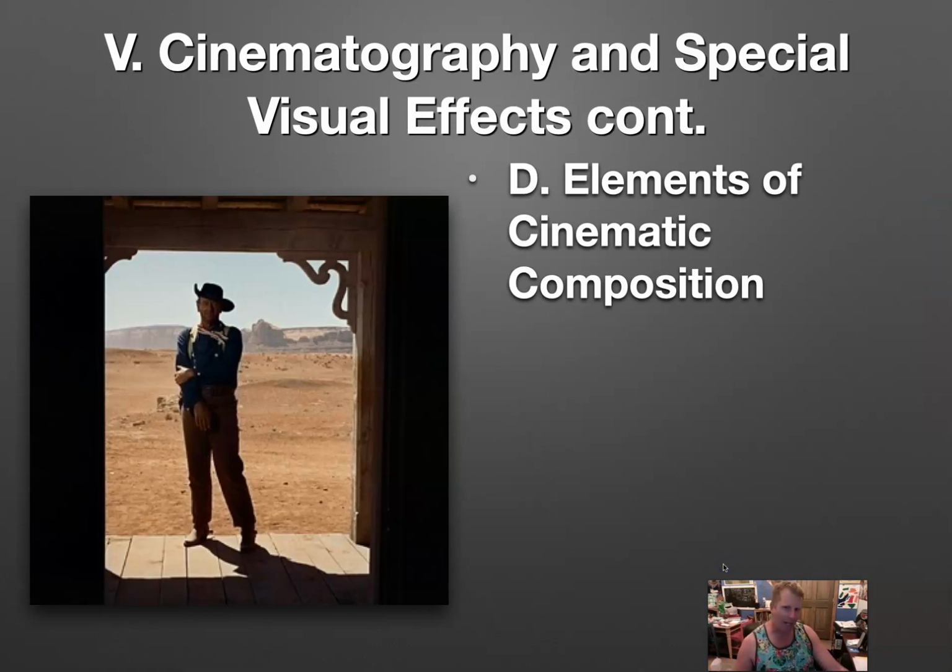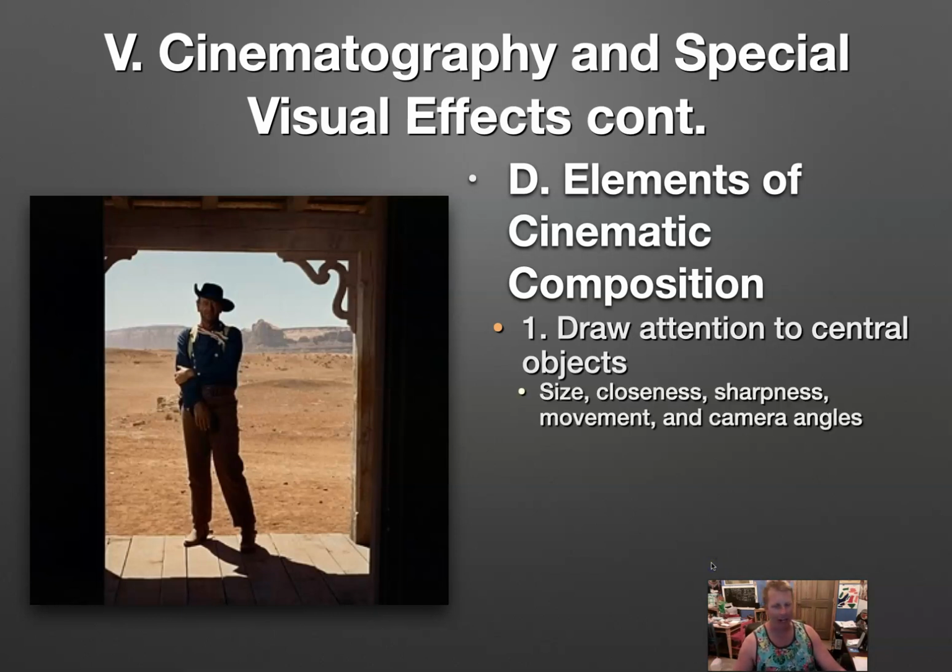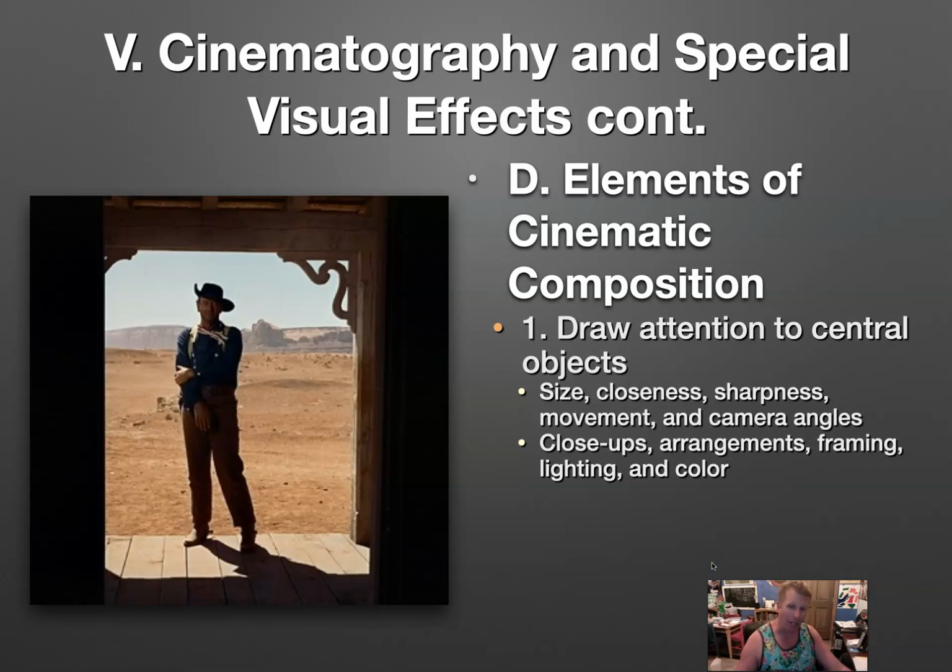The elements of cinematic composition. The way that they set up the shot will draw attention to certain objects: the size, the closeness, the sharpness, the movement, the camera angles. Like in Citizen Kane, the camera angle is shot up to make Charles Foster Kane seem larger than life. Sometimes you get a bird's eye view to kind of make everything look small. You have close-ups, you have arrangements, framing. John Ford's The Searchers is very famous for framing shots, especially with the doorway here and John Wayne.